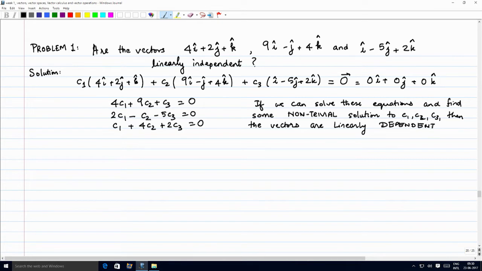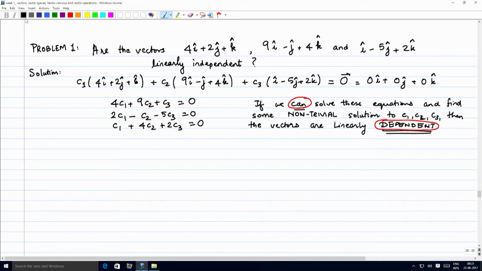So, if you can find a solution, then the vectors are linearly dependent. Okay. And again, these things are very important. So, if you can find a solution, then they are linearly dependent. Okay. So, now how do you know whether you can find a solution that is non-trivial? Okay. And the answer is quite straightforward.